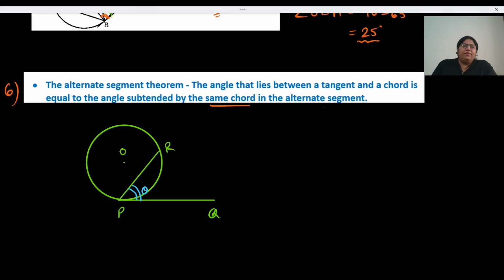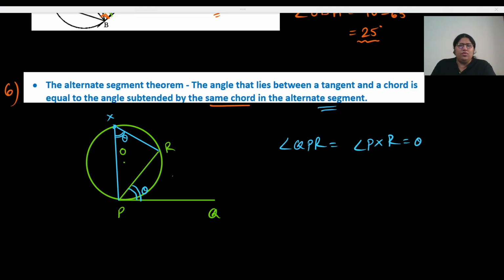Now on the alternate segment, any point you take anywhere on the remaining part of the segment here, when you join the endpoints of this chord, this angle PXR will also be theta. I have marked theta here so it's easy to do the comparison. So the angle between the chord and the tangent is always equal to the angle subtended by the chord in the alternate segment. So here I can write angle QPR will be equal to angle PXR, which is nothing but theta.